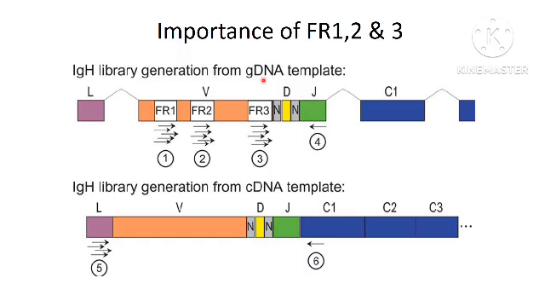If you're using genomic DNA as the template, then you can use multiple sets of primers like FR1, FR2, FR3, with the reverse primer from the joining region. The amplicon length will be smaller here. You can very well use this if your quality of DNA is poor.